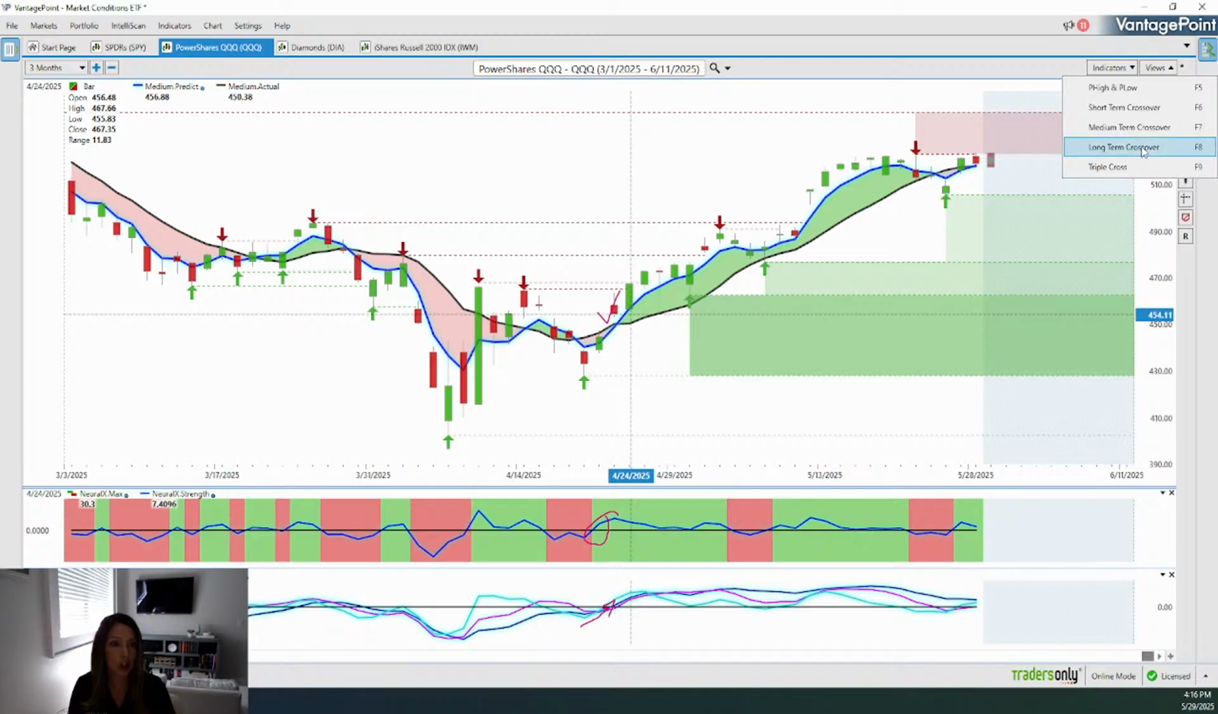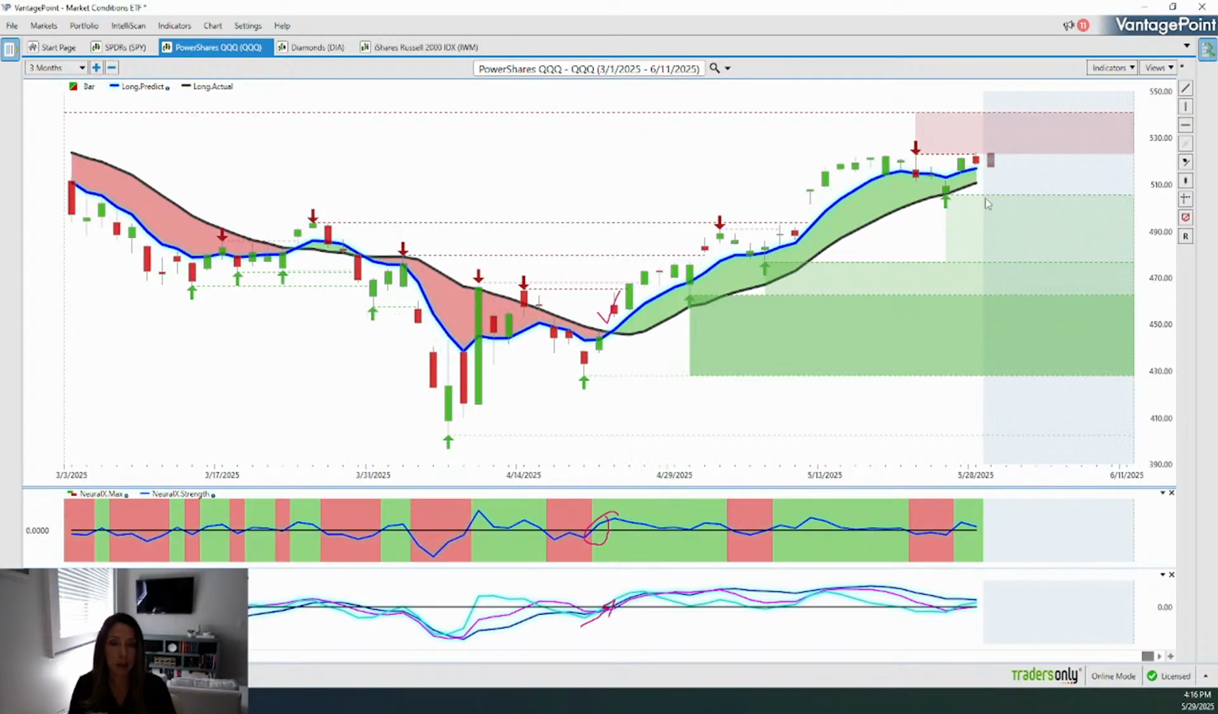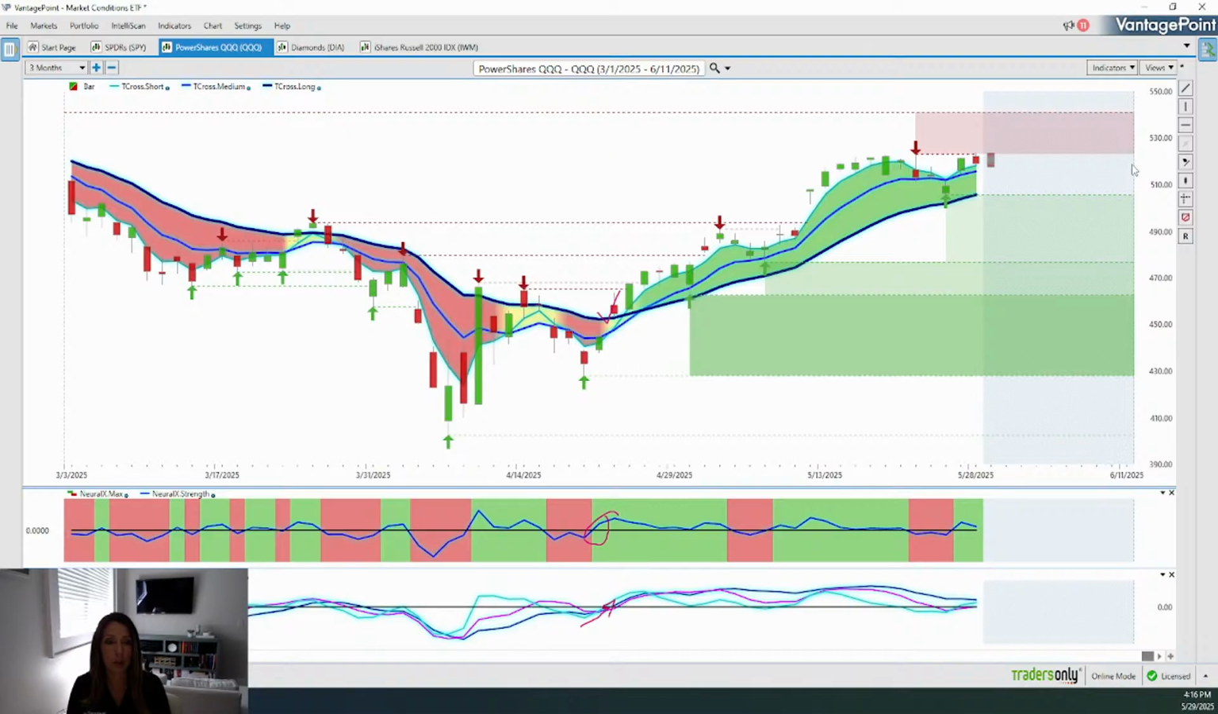And then of course we can go to our long term, giving us a lot more confidence on the current trend and forecast for the markets. And then of course, let's go to our most conservative, which would be the triple cross here.